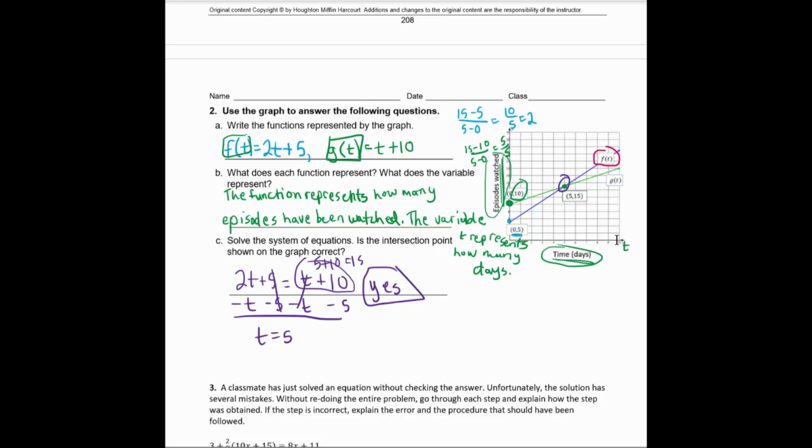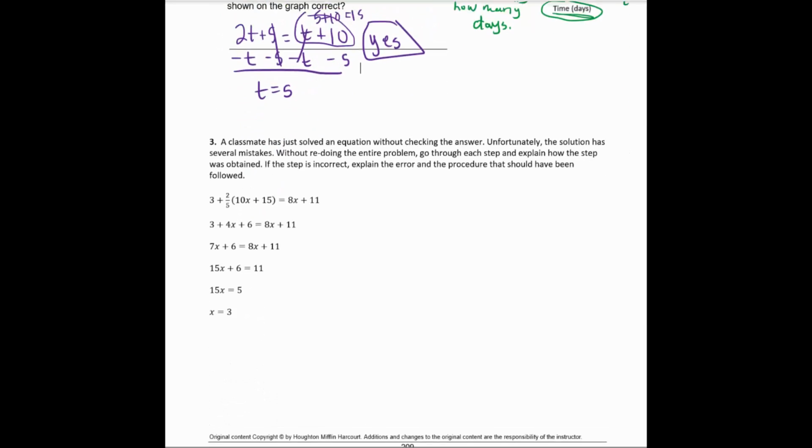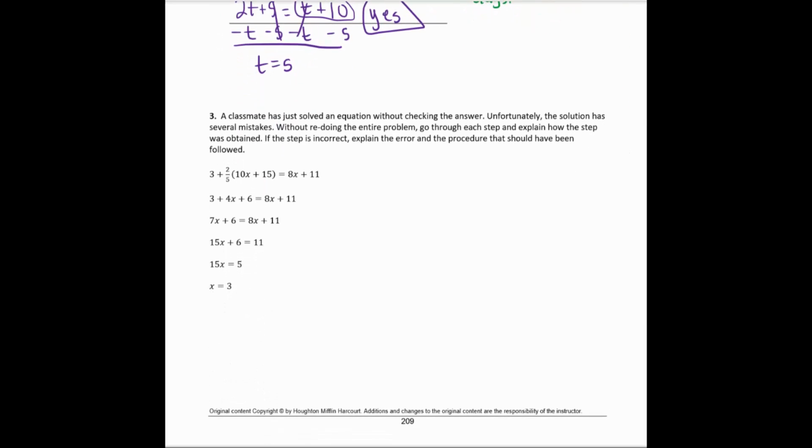So those two problems were systems of equations and writing equations in slope-intercept form, so they're kind of a lot. Number 3, you have to pick one of these last 4. Number 3, a classmate has just solved an equation without checking their answer. The solution has several mistakes. Without actually redoing the entire problem, go through each step and explain how the step was obtained. If the step is incorrect, explain the error and the procedure that should have been followed.